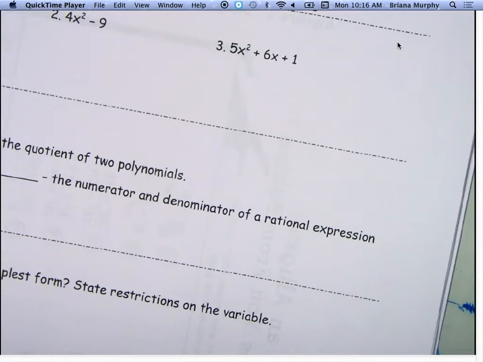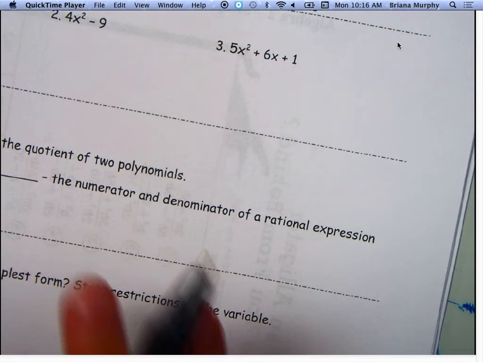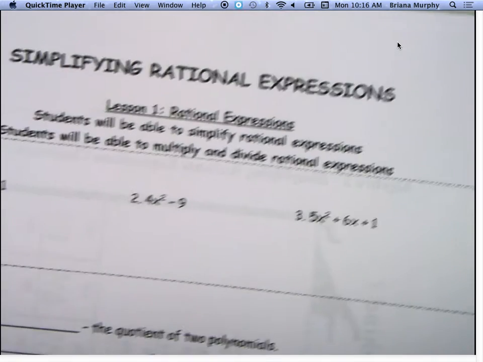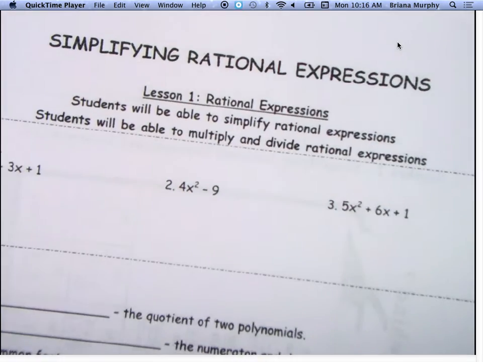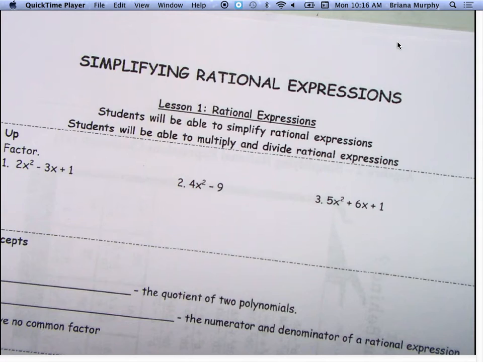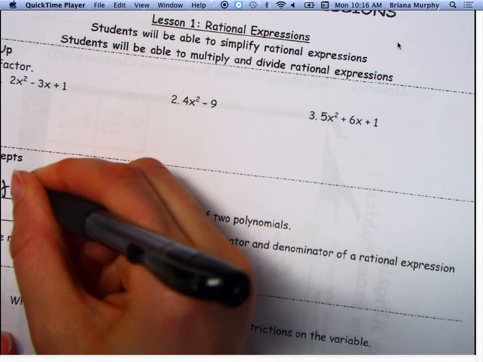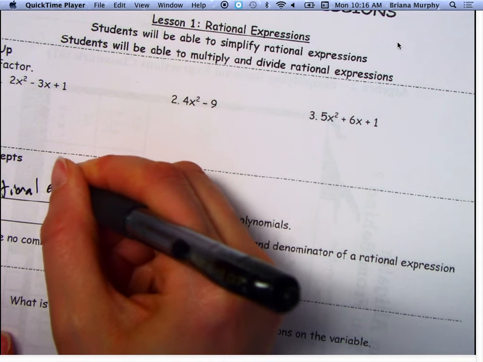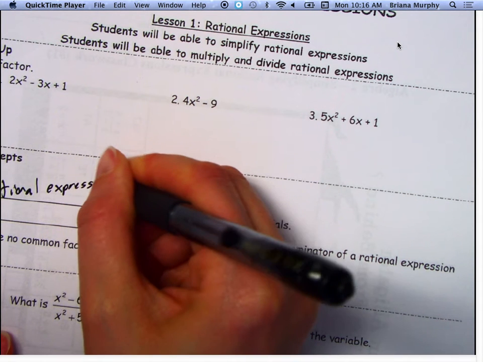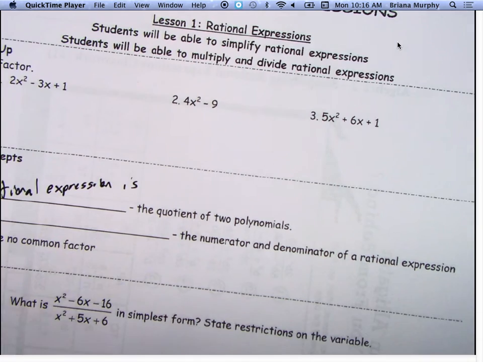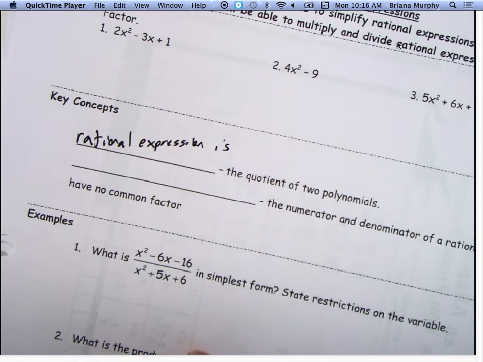On multiplication and quotient? Okay. So again, we're looking at simplifying rational expressions. All right? And a rational expression is the quotient of two polynomials. Okay. The numerator and denominator of a rational expression have no common factor.